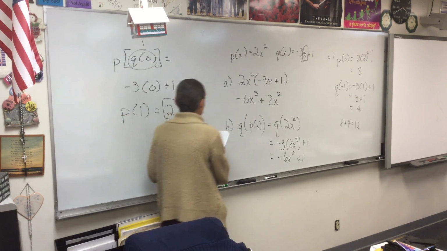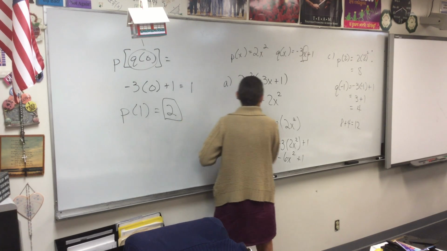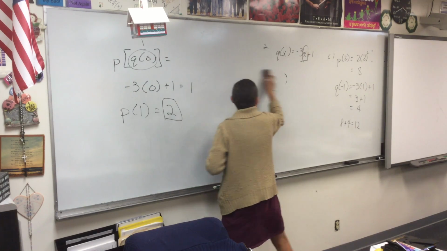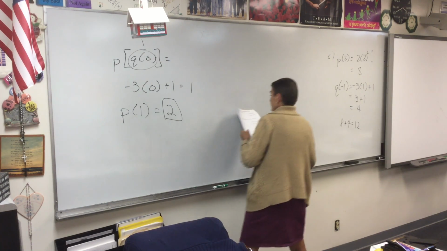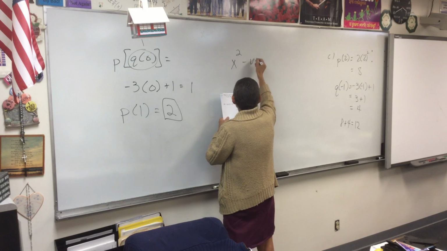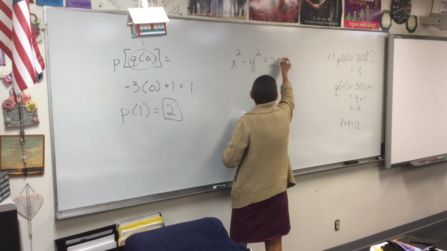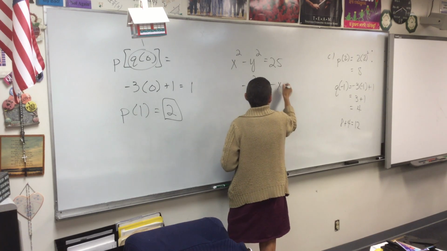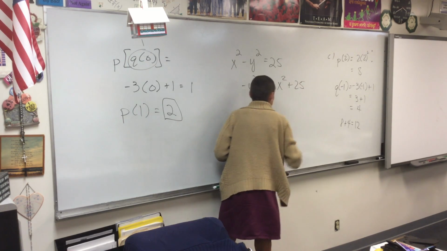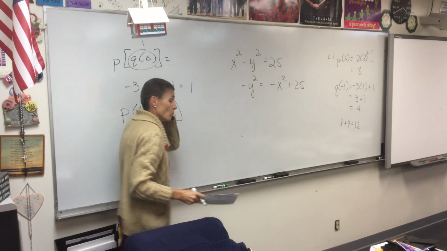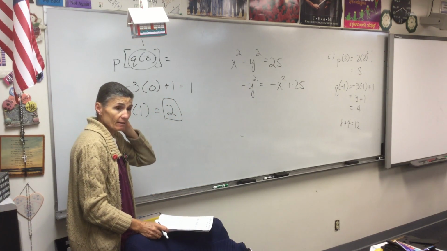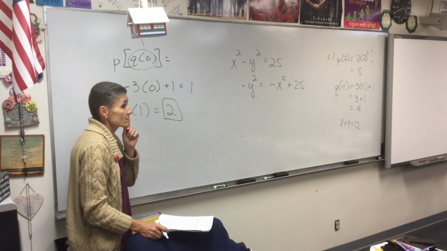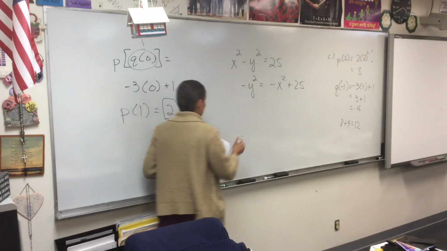Number 5. Find the implicit functions for this, all right? What does that mean? What am I supposed to do? Get y by itself. So let's start with this. I'll subtract x squared from both sides. I move the x squared over, becomes negative. Now what? Be careful, you have to do something else. Divide by negative 1.